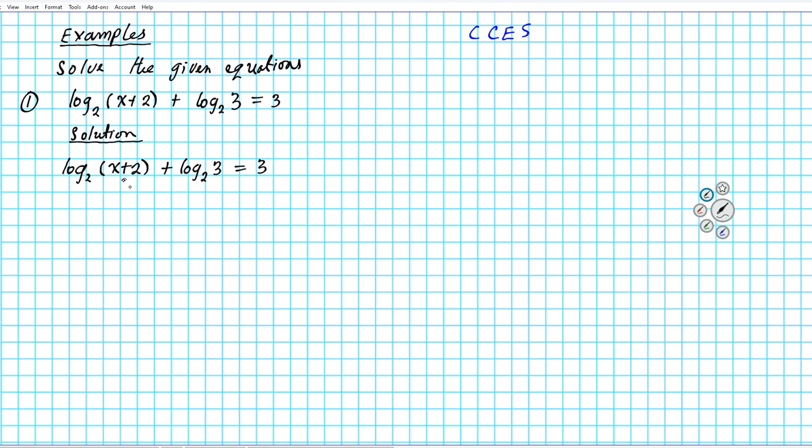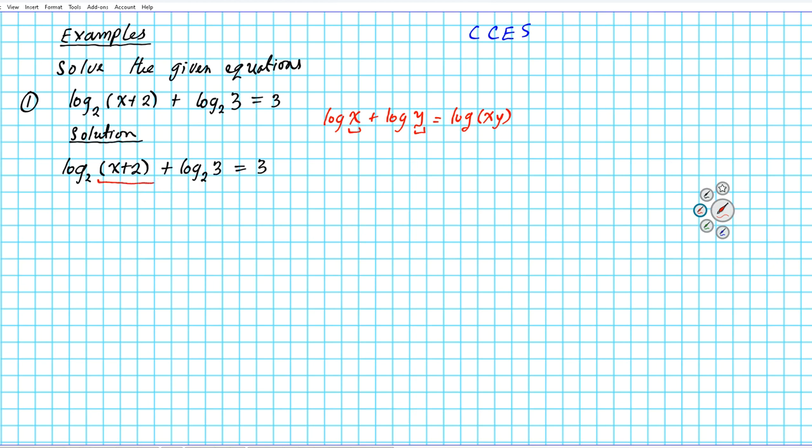Now we're going to condense these 2 logs. So we have a sum of logs. Remember that the sum of logs is equivalent to the log of the product of the arguments. So if you have log of x plus log of y, a sum of two logs, it's the log of the product of the arguments, x times y.